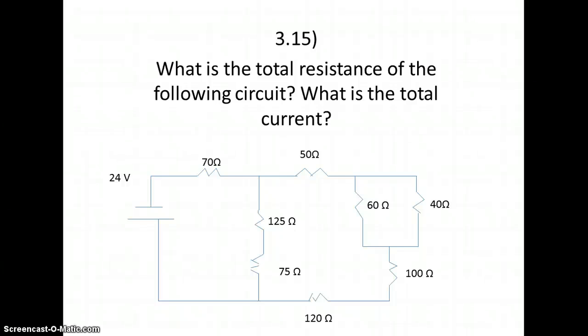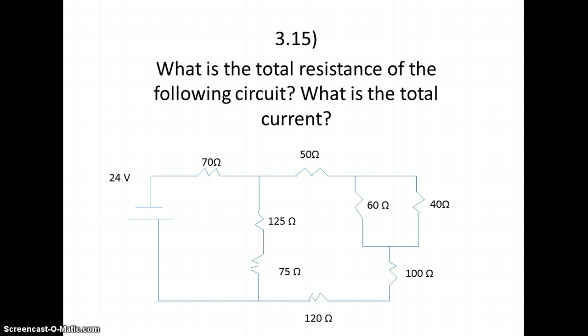I'm Nilesh from Mr. J's Period 6 class, and I'm going to go through problem 3.15, or problem 15 on circuits 3. So the problem asks to find the total resistance of the circuit and also to find the total current. So this is the picture of the circuit. As you can see, there are quite a few resistors in series and parallel circuits. So in order to complete this problem, you've got to break it down into the different components.